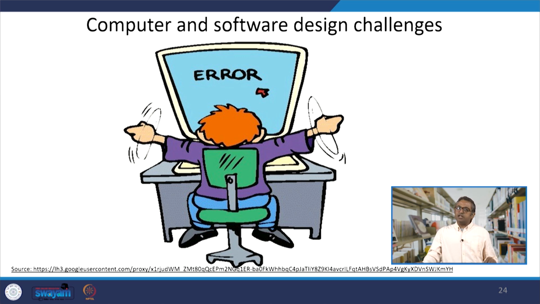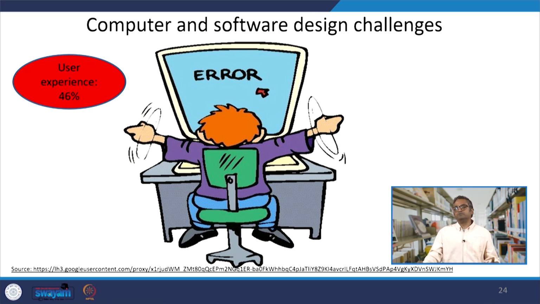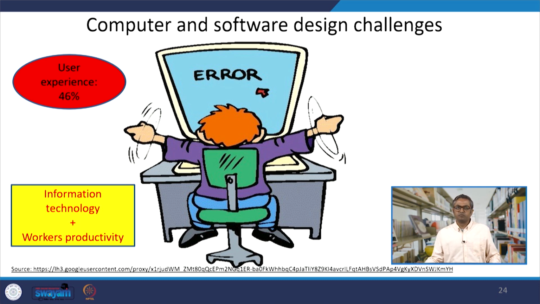There are a number of challenges which a user faces when he or she is interacting with the system. It has been noticed that 46% of the time users face challenges interacting with the system. A lot of errors come forward. It may not be working smoothly, it is stopping, the windows are not minimizing. 46% of the time the user has a bad experience with the system.